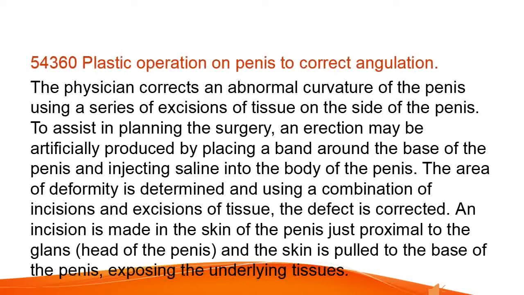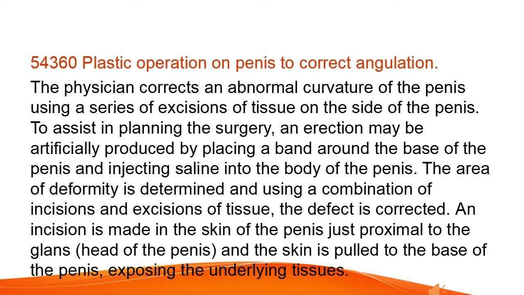Plastic operation on penis to correct angulation. The physician corrects an abnormal curvature of the penis using a series of excisions of tissue on the side of the penis. To assist in planning the surgery, an erection may be artificially produced by placing a band around the base of the penis and injecting saline into the body of the penis. The area of deformity is determined and using a combination of incisions and excisions of tissue, the defect is corrected.